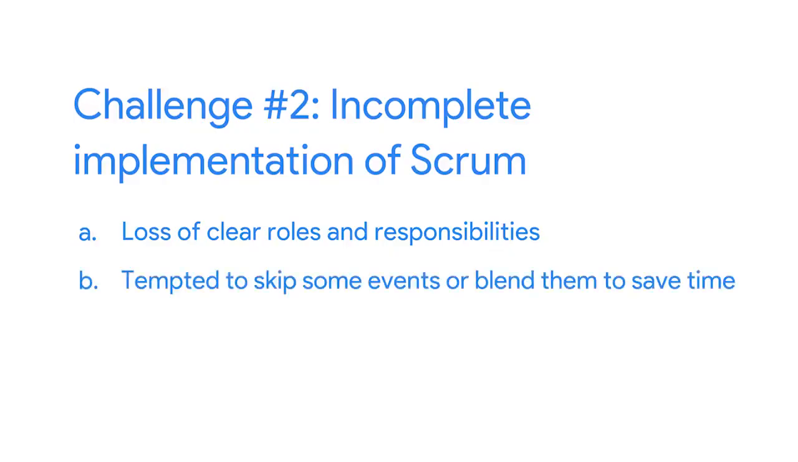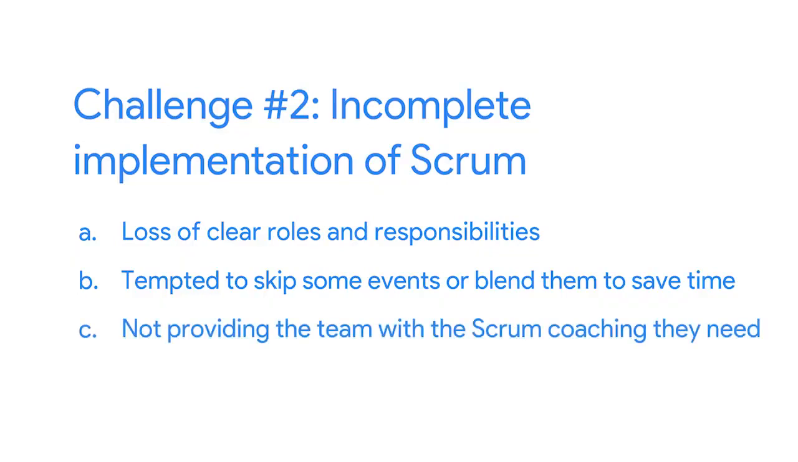You might also be tempted to skip some events or blend them to save time. But a lack of clear boundaries for sprint review, sprint retrospective, and sprint planning can lead to reduced transparency, inspection, and adaptation. And these are all essential to experience the full benefits of Scrum.